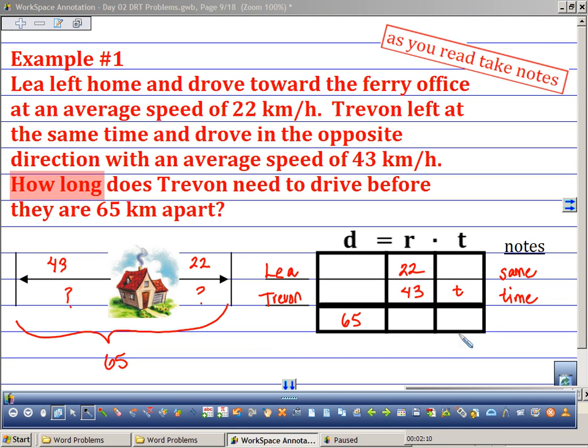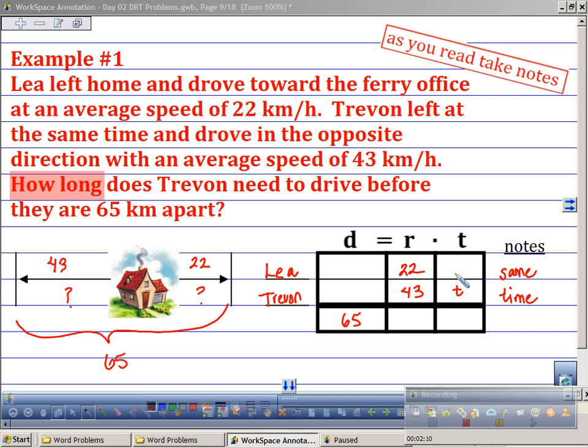The top T. Did they hint on what that top T would be? Yeah. Where? Look in my notes section. They left at the same time, right? So don't they have the same variable? Okay, so now we are ready.